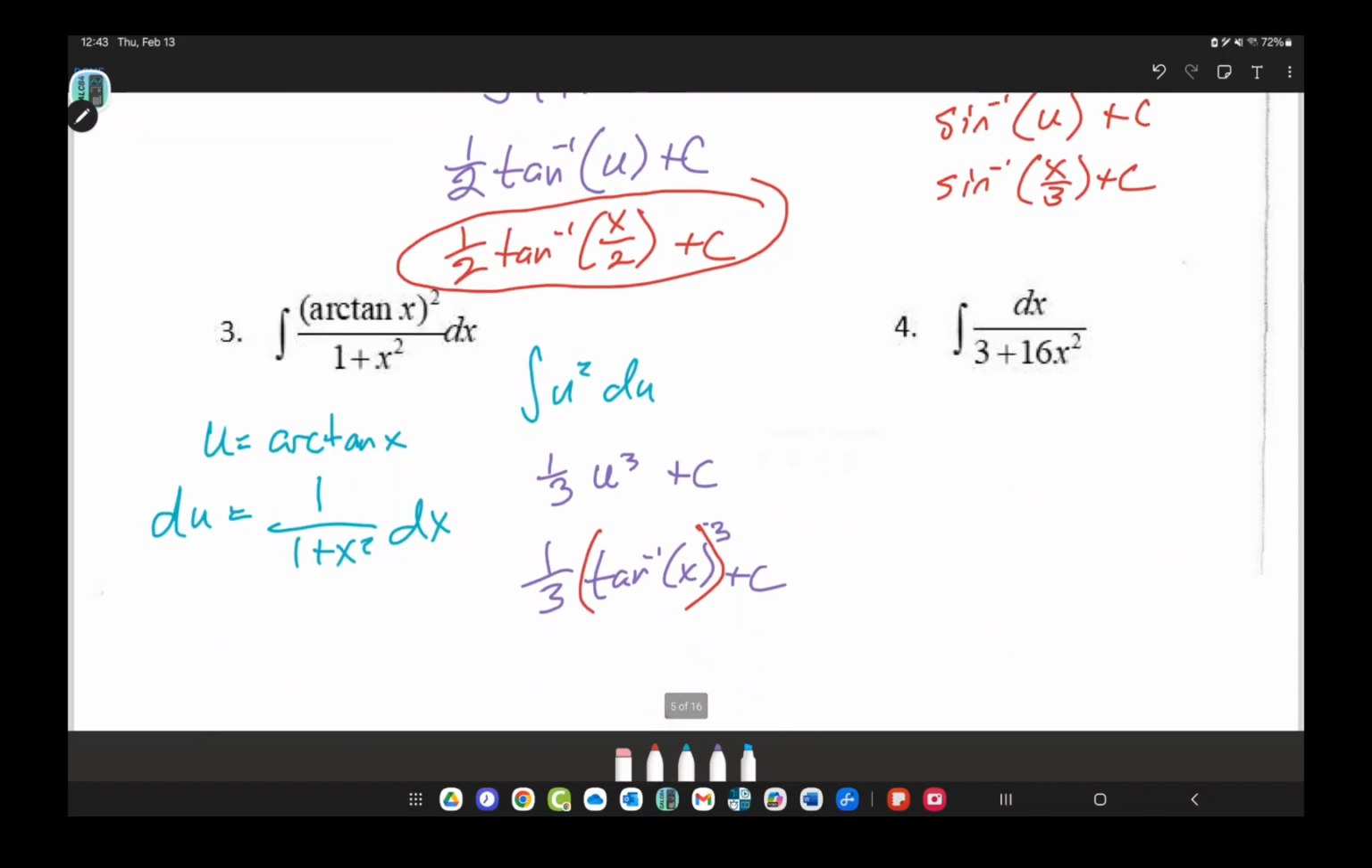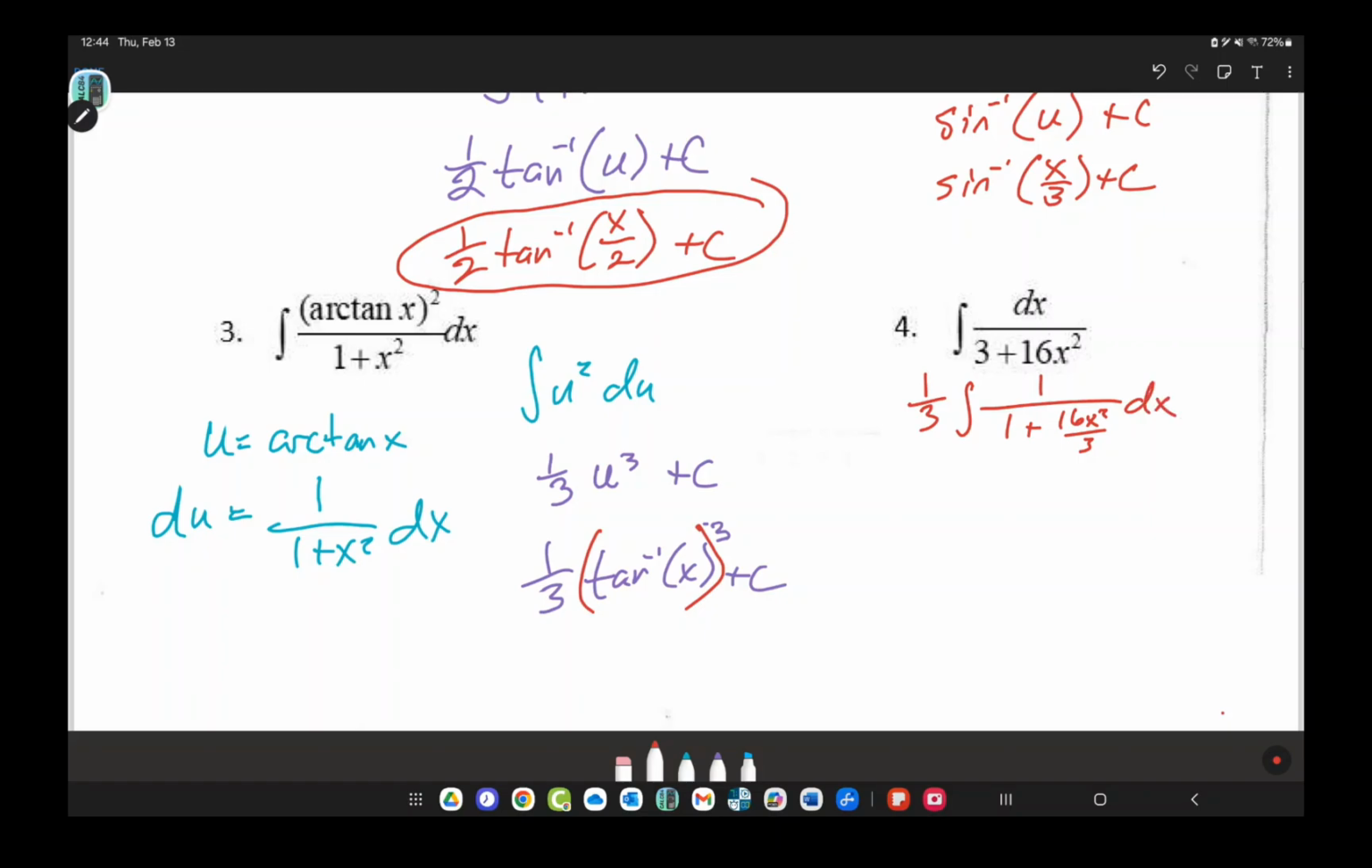Here, we need to have a 1 here. Right? So what do we need to factor out? Factor out 1/3. There's a factor of 3 on the denominator. 1 over 1 plus 16x squared over 3 dx.